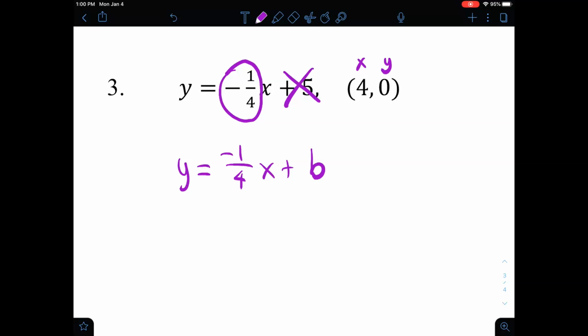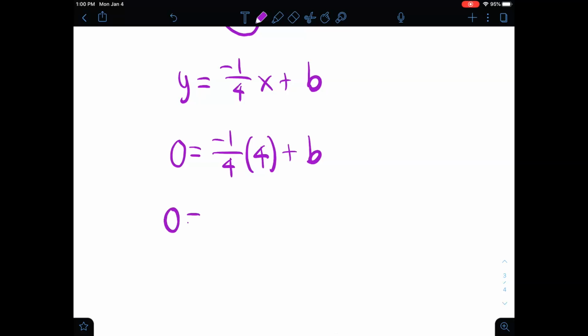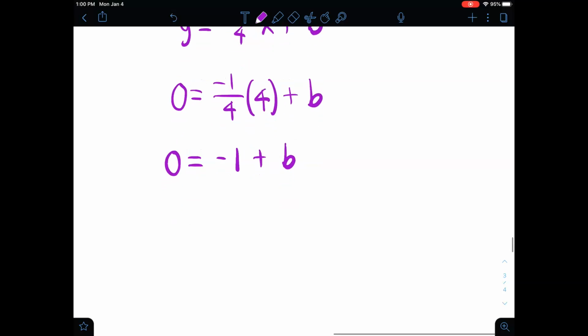We got 4, 0, so we're going to have y, which is 0, equals negative 1/4 times 4 plus b. What is negative 1/4 of 4? Well, that's going to be negative 1 plus b. How do we solve for b now? Add 1. 1 equals b.